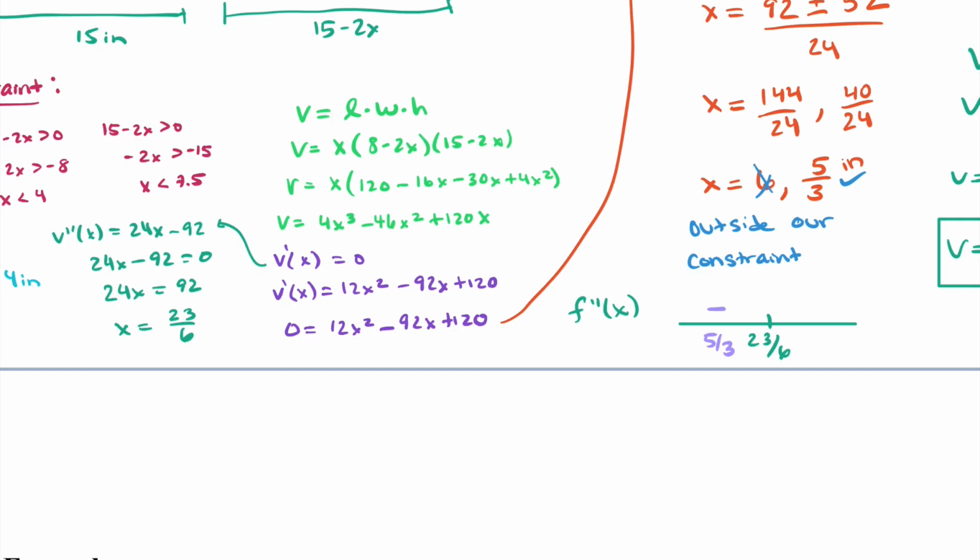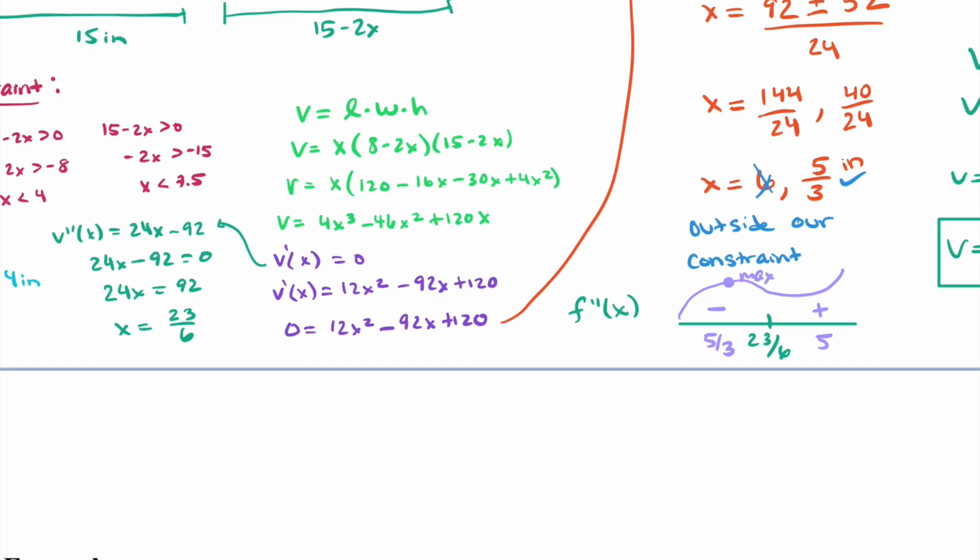Seeing as that was 0, anything less than that you put into 24, 24 times 5 is about 125 divided by 3, definitely is going to be negative when compared to 92. After that, anything greater than 4, let's say 5, 5 times 24 is 120. We're pulling a positive value there. So here your 5/3 has negative concavity, making it a maximum there.